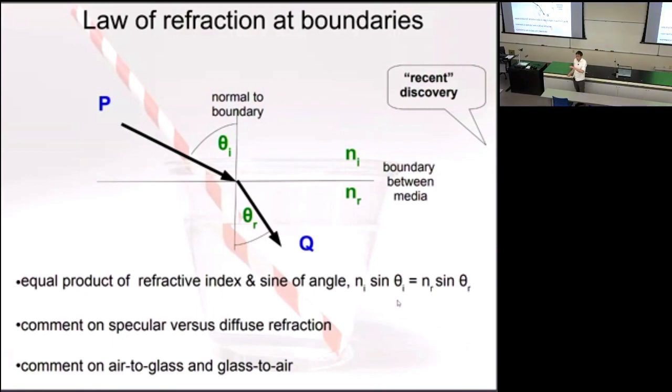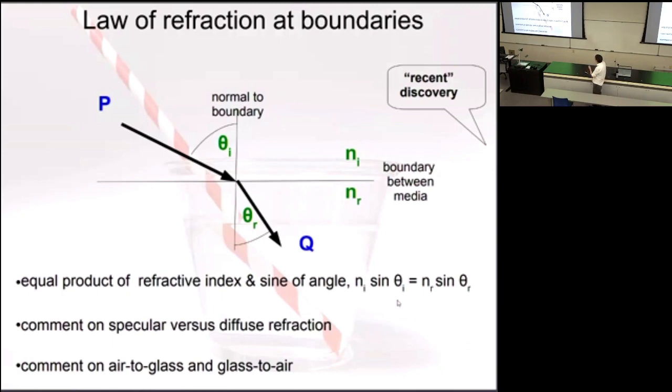Final law: the law of refraction. The law of propagation has been known for thousands of years. The law of reflection has been known for thousands of years. The law of refraction is much more recent. It's only been known for several hundred years. So it's a more recent discovery how refraction works.